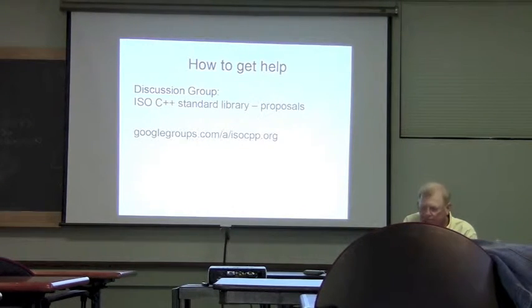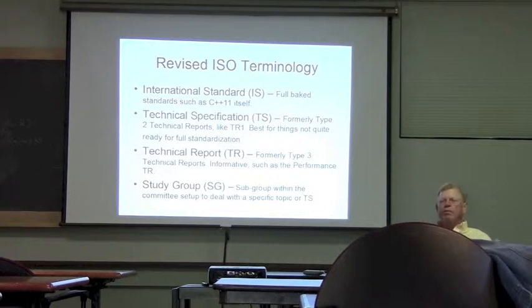Okay, let's move on from that. I'm gonna just quickly go over some of the terminology. ISO, alphabet soup, essentially. And this hit me because you'll notice that it changed. This is a change. So we're not proposing libraries for TR2. Forget it, there is no TR2. Here's the deal. We're dealing with international standards. IS is the abbreviation. These are the fully baked standards, like the C++ standard itself.